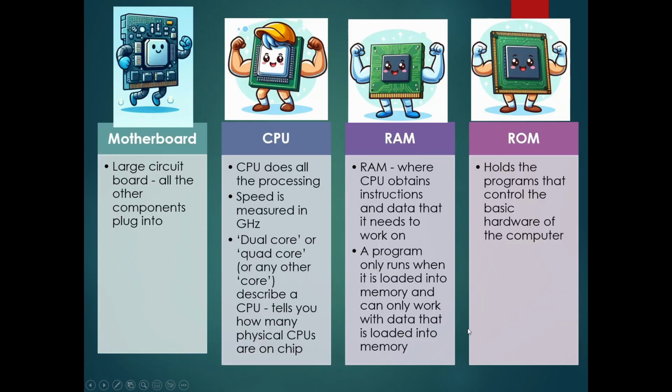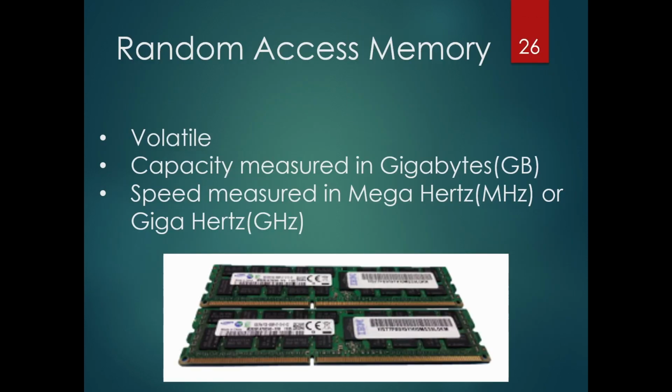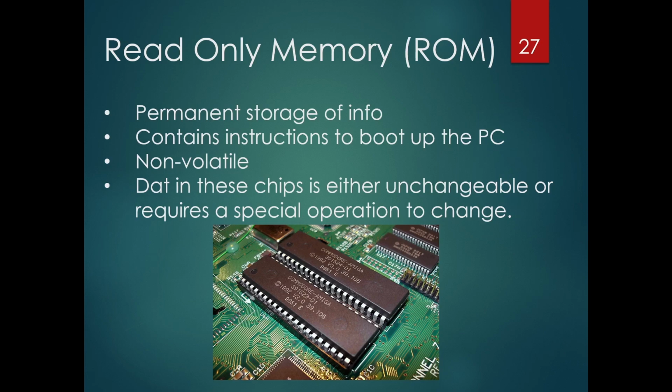Okay, then on the processing side, we've got our various components, our motherboard, our CPU, RAM, and ROM. Please know the difference between all of these components. Know the difference between your random access memory or your RAM and your ROM. Know how the speed is measured. Know the fact that one is volatile, one is non-volatile. And I would say ROM more than RAM. So just be aware of that.